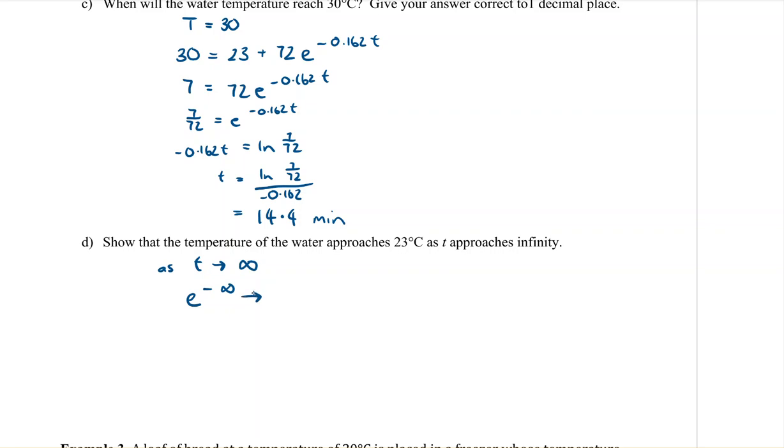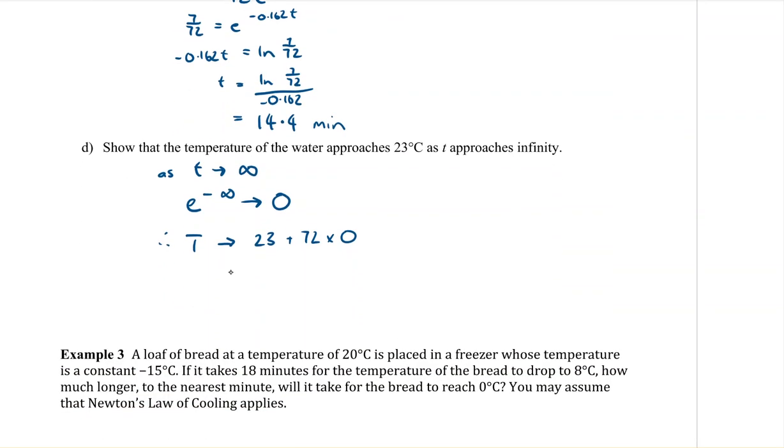e to the negative infinity approaches 0, same as last time. So our temperature is approaching 23 plus 72 times our exponential part, which is approaching 0. So 72 times 0 is 0, which means our temperature is just approaching 23 degrees. That's what we should expect, because our saucepan of water should be cooling down to the environment temperature. Makes perfect sense, doesn't it?